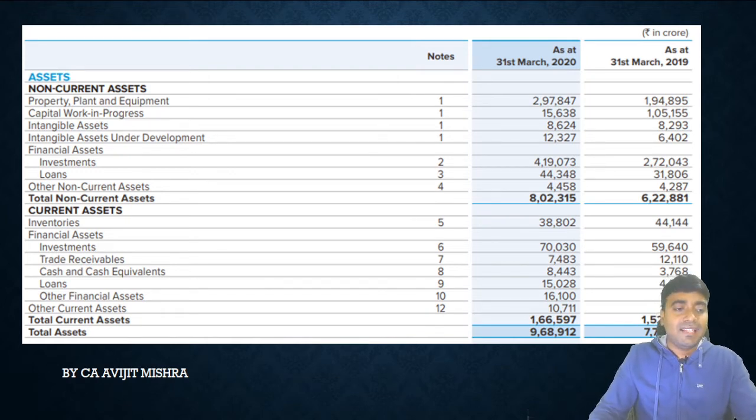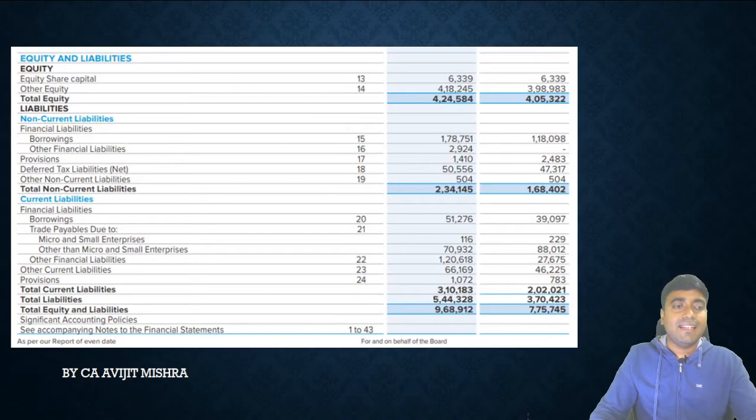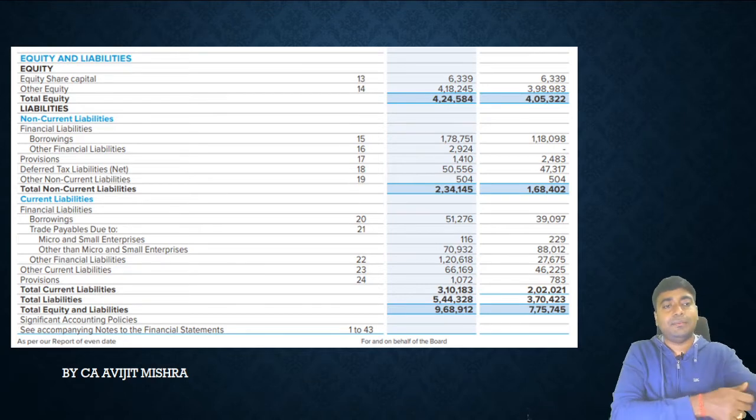In current asset, the categories are inventories and financial assets, where you have investment, trade receivable, cash and cash equivalent, like this. So let's come to the second category. The second category is called equity and liability.